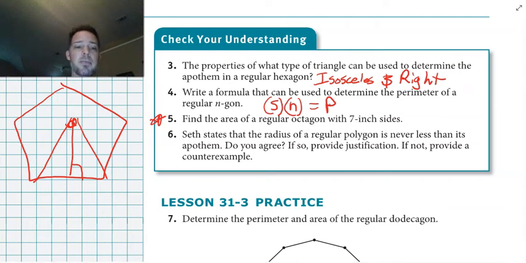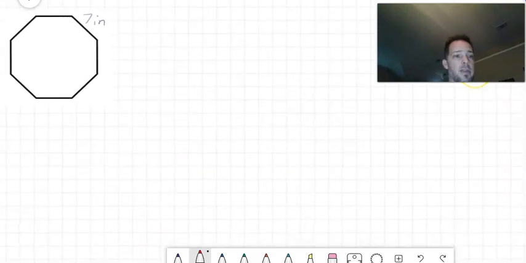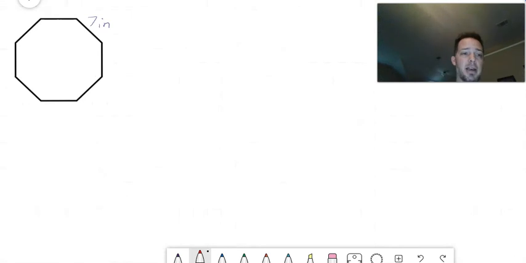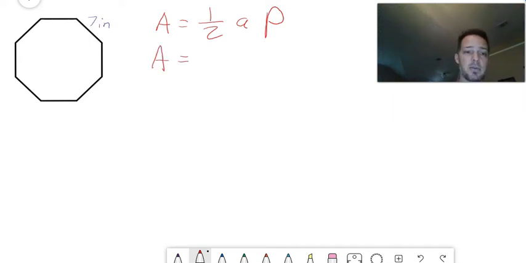All right, question 5 says find the area of a regular octagon with 7-inch side. With a side of 7, if we want to find area, we always start by writing down the formula for area of a regular polygon. The perimeter should be pretty easy. Just multiply 7 times 8, since an octagon has 8 sides, so that gives us 56 on this one. So area equals 1/2 apothem times 56 is the first thing we can plug in.